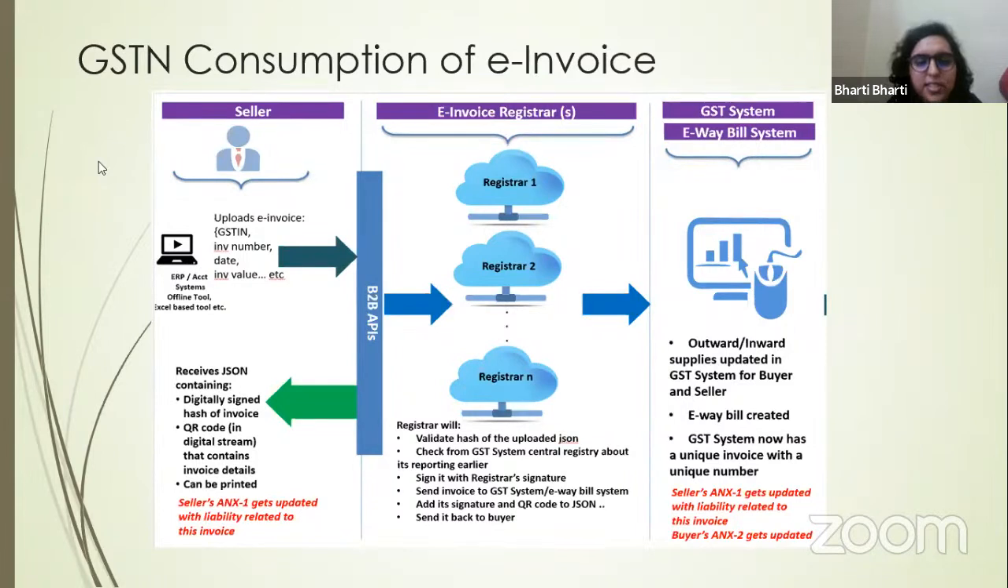generated. Once it is generated, it gives back a response in the form of a JSON, which will contain the signed invoice and the signed QR code. So from there, from the e-invoice portal, it also gets populated in GSTR1, and if e-waybill is generated, it will also be populated there, and from GSTR1 it goes into GSTR2A and 2B of the customer.